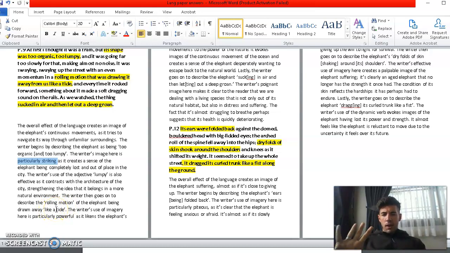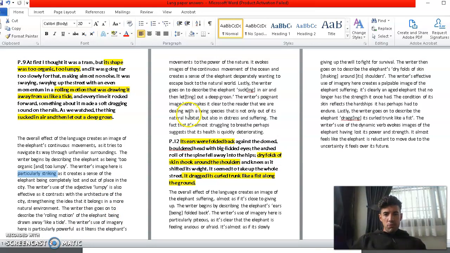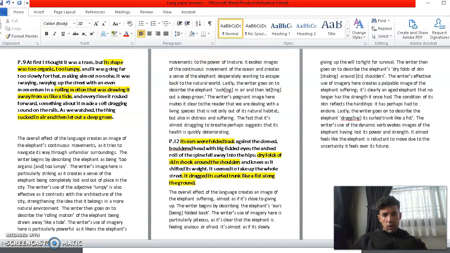I love that image, I really do. The writer's use of imagery here is particularly powerful as it likens the elephant's movements to the power of nature. It evokes images of the continuous movements of the ocean and creates a sense of the elephant desperately wanting to escape back to the natural world. So really insightful analysis. Lastly, the writer goes on to describe the elephant sucking in air and then letting out a deep groan. So that's my third image.